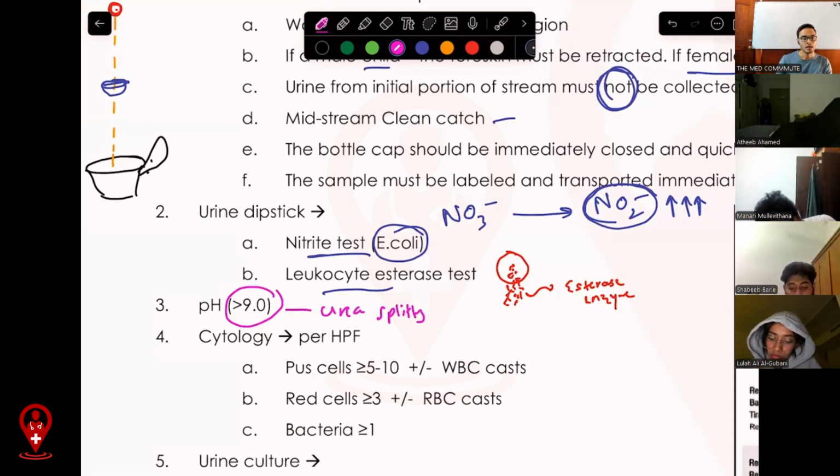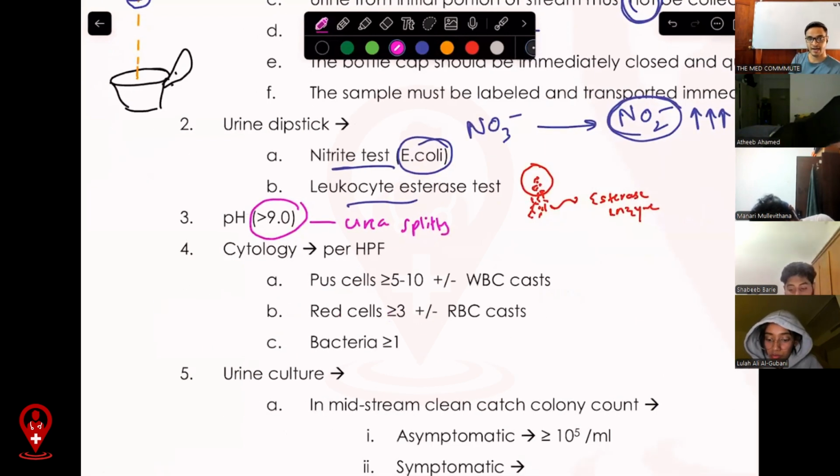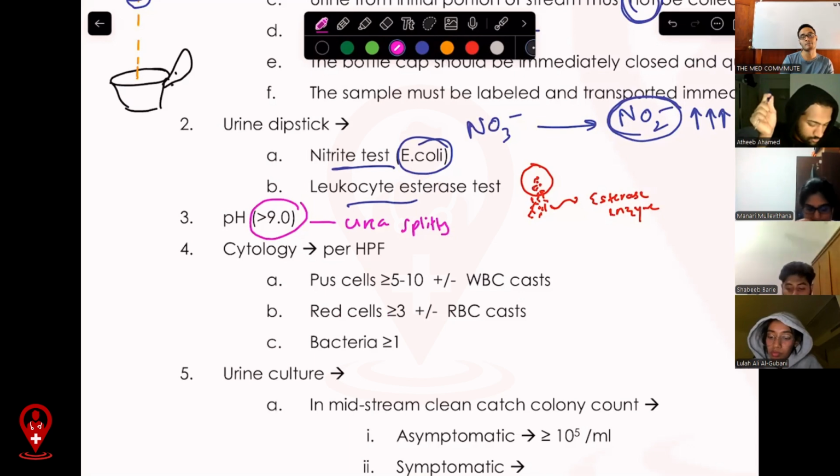Then, guys, cytology, yes, like Atif said, we can look for pus cells, red cells, bacteria. Usually, guys, pus cells, we say 5 to 10, depends on the age of the patient and the laboratory guidelines available. There are some guidelines where they say more than 5, some guidelines say more than 10. So follow whichever guideline your country is following at that time. And for pediatrics and medicine, it can be different. In Sri Lanka in pediatrics, we usually say 10. Pus cells greater than or equal to 5 to 10.